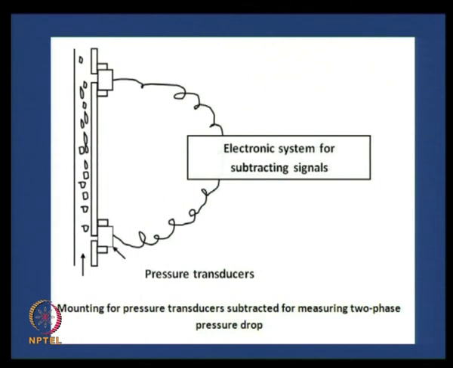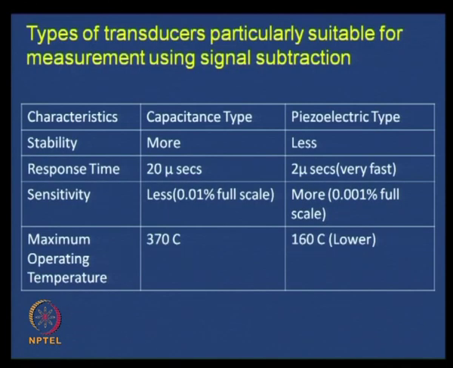So, by doing this, what good have we done? See, the transducers are wall mounted. So, the tapping line content, the ambiguity in the tapping line content, all those things we have done away with. They are wall mounted and we have an electronic way of subtracting both of them. So, this is a good thing.